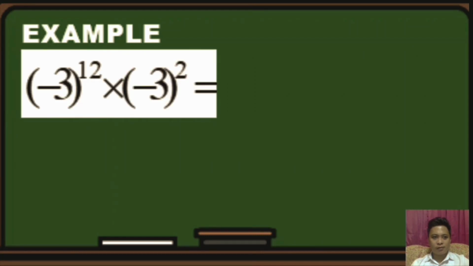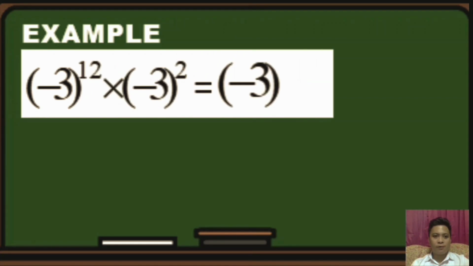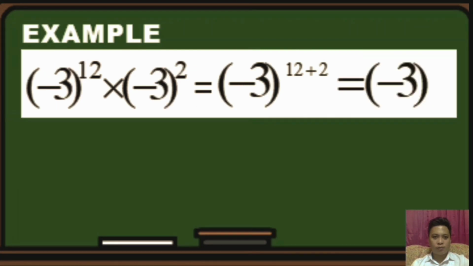Another example, negative 3 raised to 12 times negative 3 raised to 2. Notice they have the same bases and the operation is multiplication. Simply keep the base negative 3, add the exponents 12 plus 2, and we will get negative 3 raised to positive 14.